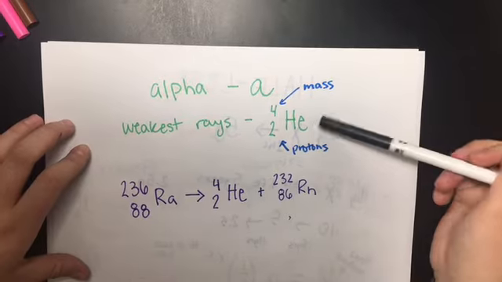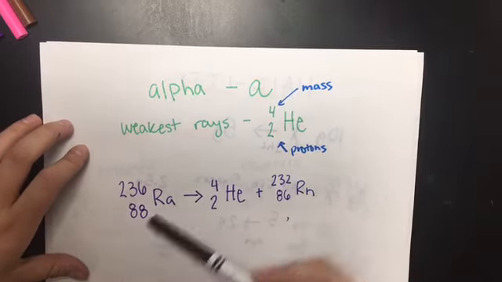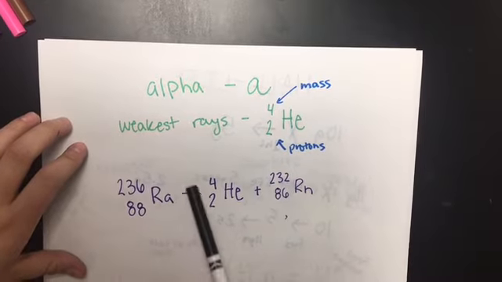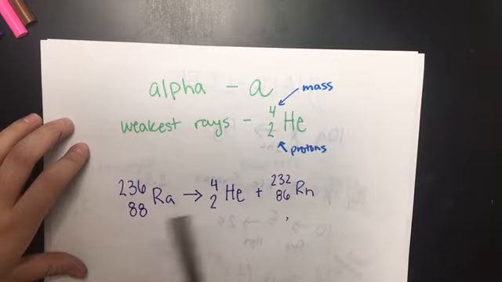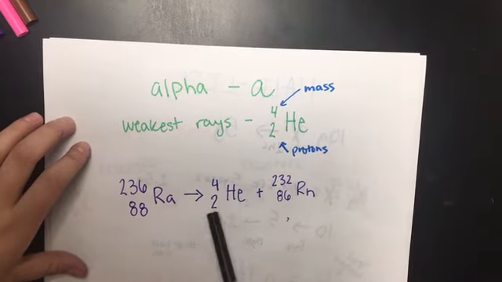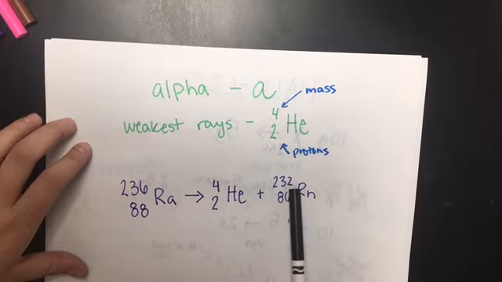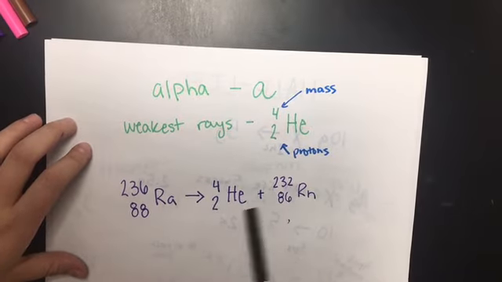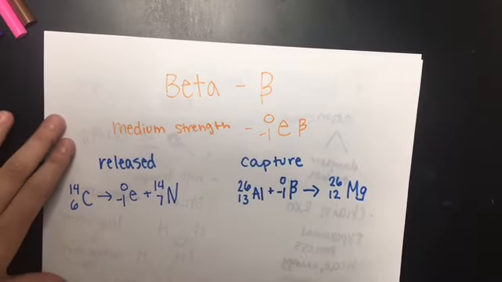Let's look at how this could be in a problem. 236, 88 — that's the mass number and atomic number of Ra. The reaction happens and it releases an alpha particle. It's called alpha decay. So you have 4, 2, helium. And what's left? Well, 236 minus 4 is 232, 88 minus 2 is 86, and you get Rn. Now that's the first type.